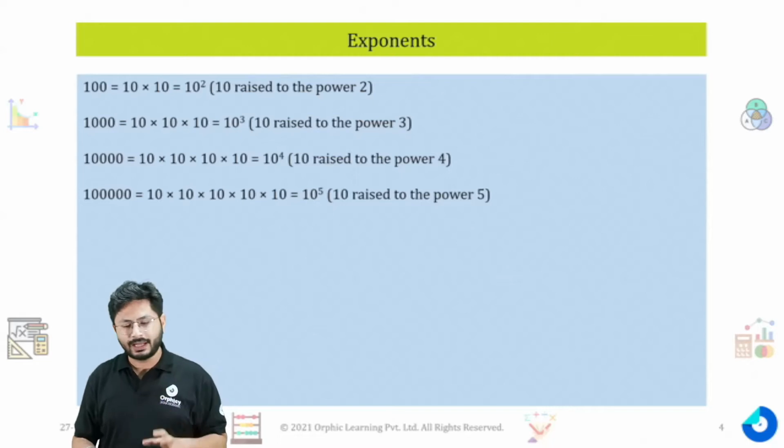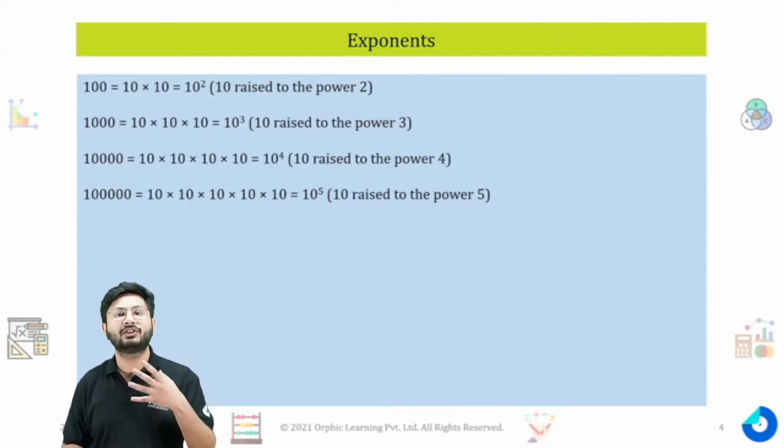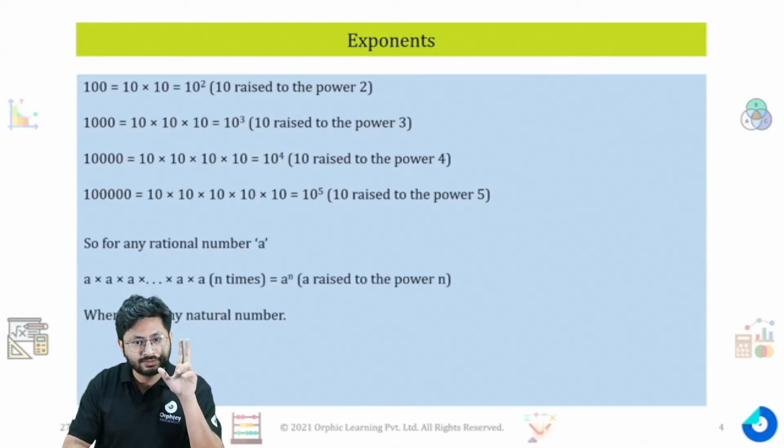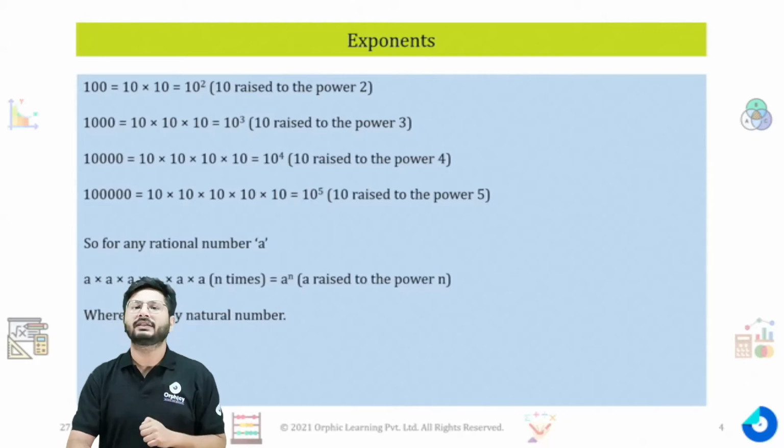Okay, so I hope we are able to understand why we are using exponents. Okay, so now for any rational number a, a multiplied to itself n times can be written as a to the power n. Here a will be called the base and n will be called the exponent. We'll talk about it further in the next slide.